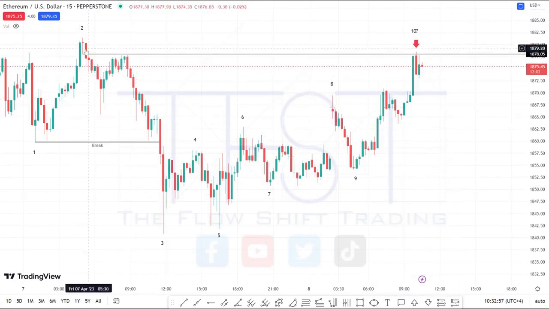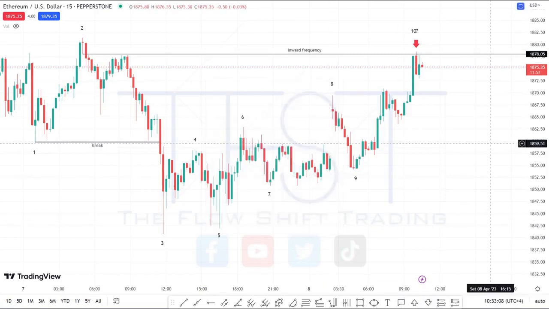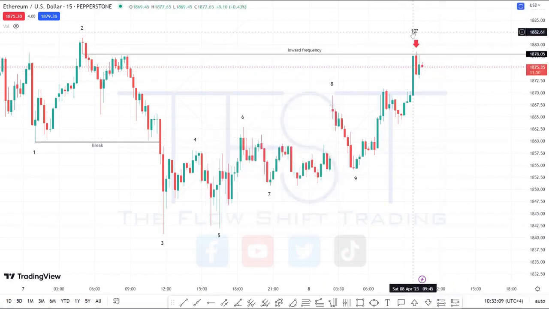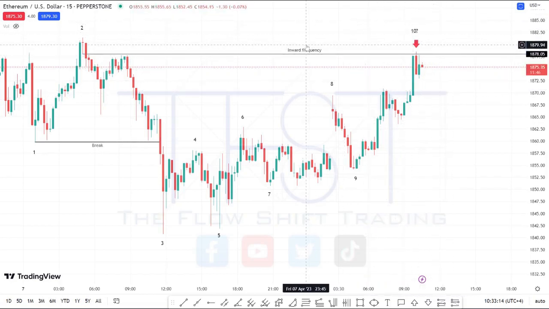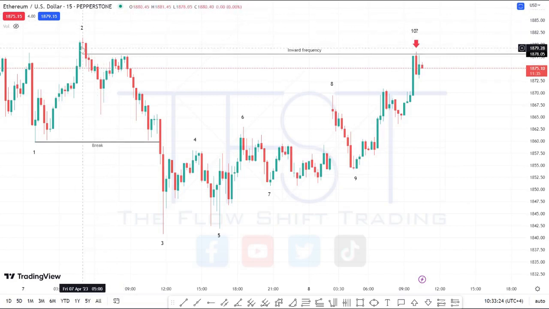All right. So for now, we have an inward frequency and reacting yung price dito. All right. So forget about 10 muna. Just focus on the inward frequency na in-extend natin from this high number 2, which is the sellers at this high is simply saying that we are stronger than the buyers.